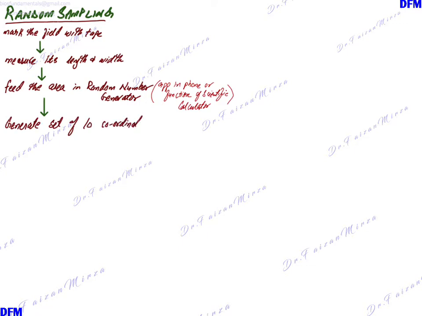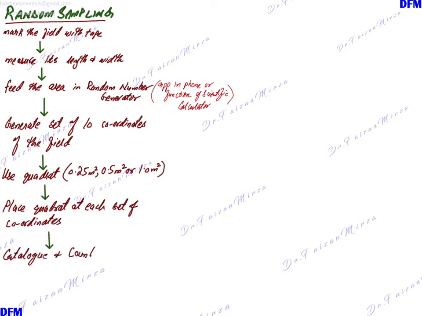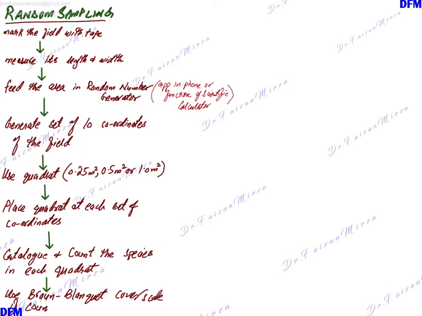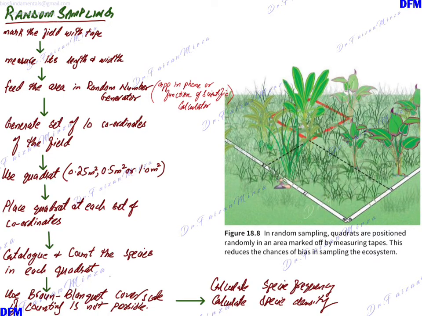And then you ask the app to generate a set of 10 coordinates of the field, and you use a quadrat to go and place these specific sized quadrats, these frameworks, at a specific site within the field, and you start to catalog and count the species of that particular plant which are present in each quadrat. You may use the Braun-Blanquet cover scale if counting is not possible, for example if it's grasses, or there are too many organisms growing together. You calculate species frequency and species density.